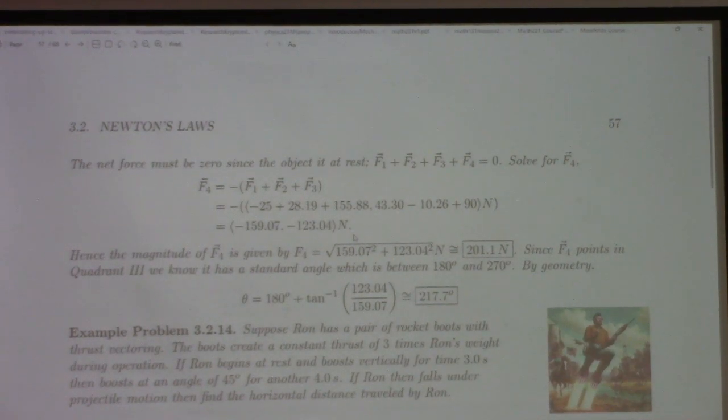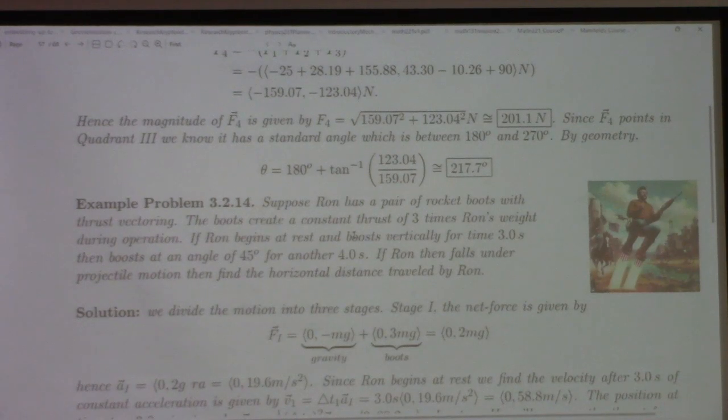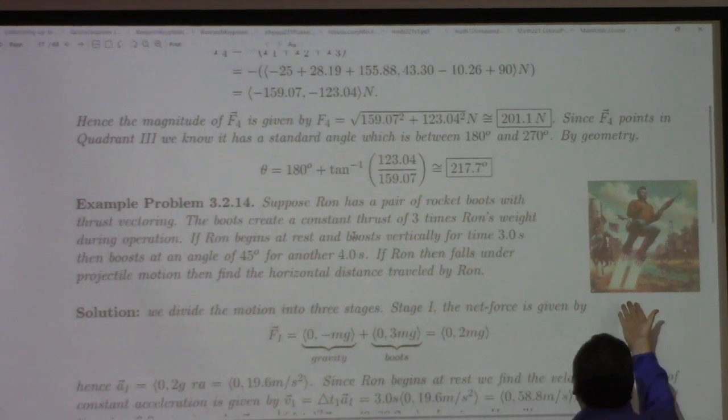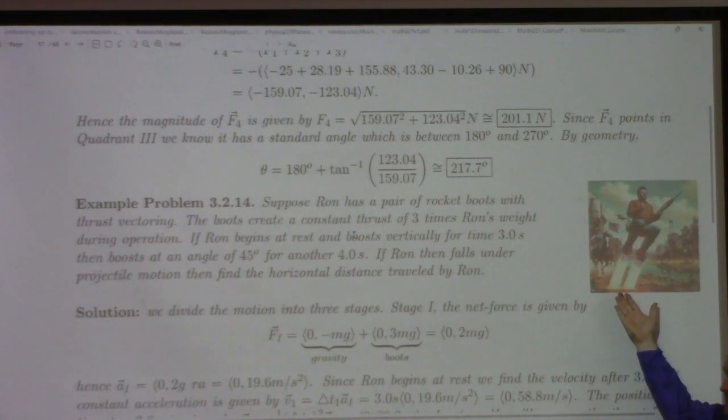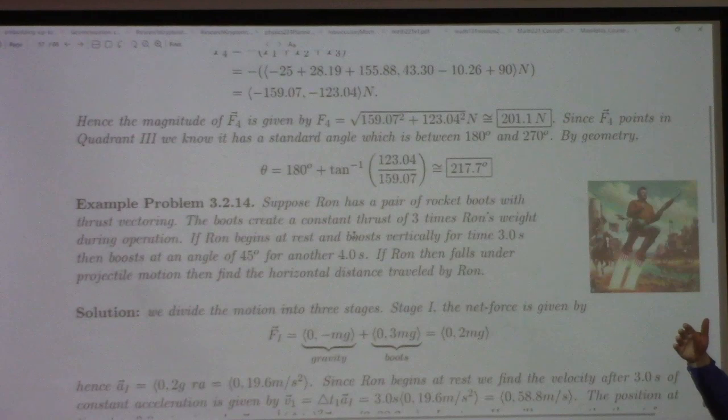Listen, guys, so in this example, I have given Ron Swanson rocket boots. I'm kind of proud. I'm very proud of this. This is my art, as you can see. It took me at least tens of seconds to generate this picture. And so the idea here is I give him rocket boots. I let him go vertically for a few seconds. And then I let him thrust at like 45 degrees for a few seconds. And then I let him go. And then he just flies like projectile motion, just under the force of gravity the rest of the way.